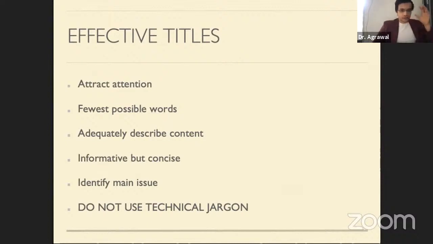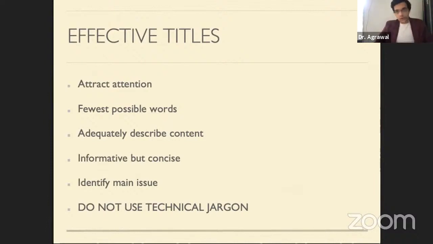So some tips for effective titles: you need to attract attention, not say we found the cure to cancer or something like that, but just appropriate enough where you're just hinting at what your study is about, but not giving out the results completely, because if they have the results right there in the title itself, they won't bother reading through the abstract or the results or the whole paper that you have. So make sure you have effective titles in the way that you are trying to attract a little bit of attention. Use the fewest possible words.